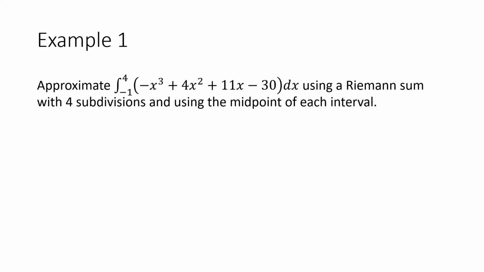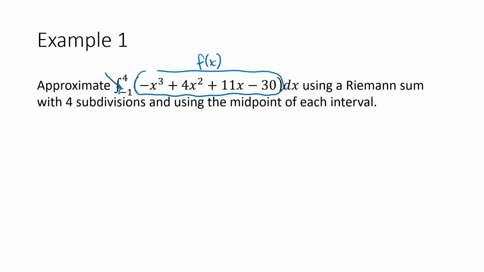As an example, let's approximate this integral using a Riemann sum with 4 subdivisions and using the midpoint of each interval. This is very similar to a problem that we've done before. The only difference is that I'm using the integral notation to represent the question that I'm asking. So this expression right here, that's still my f of x. Instead of giving you the interval, I'm giving it to you in terms of an integral.